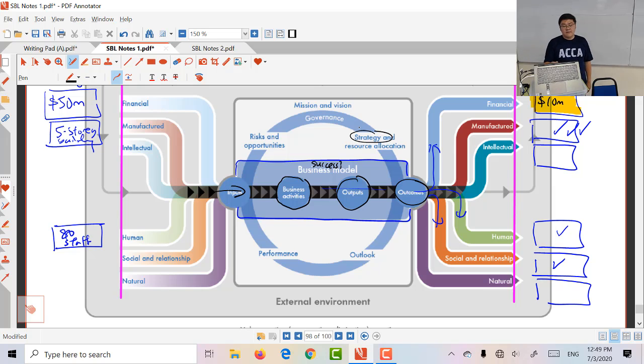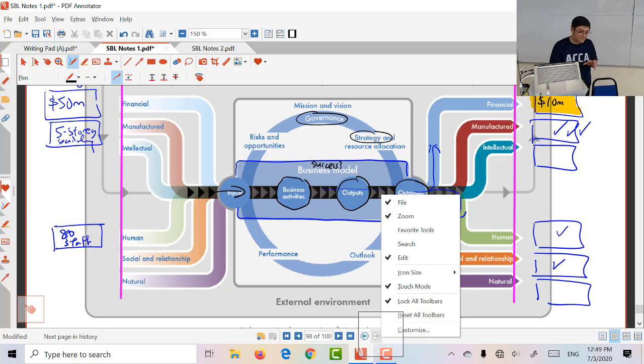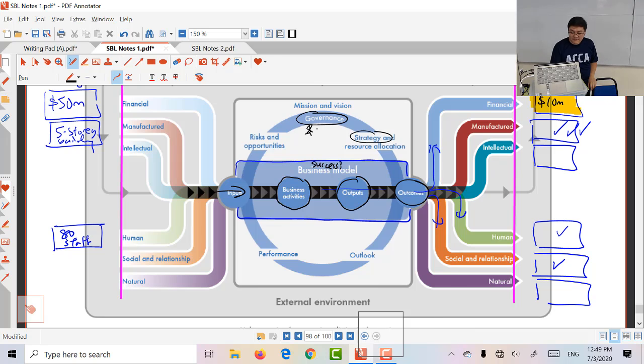Now, and governance is the people. You're talking about the people.